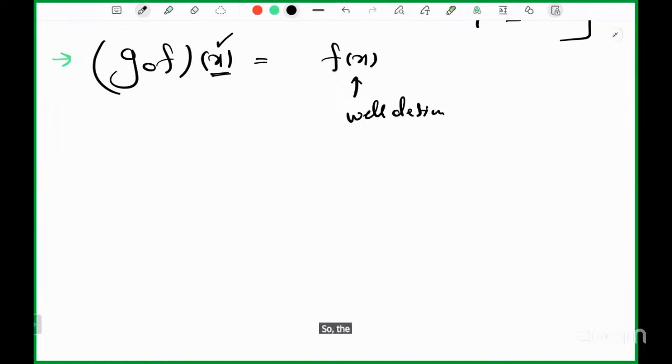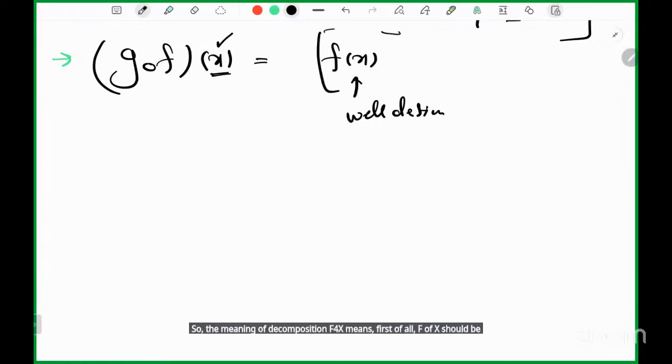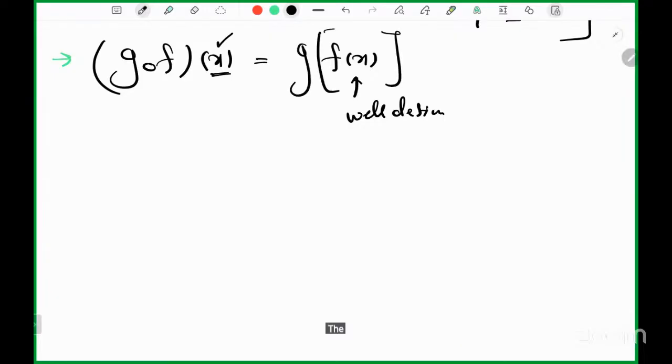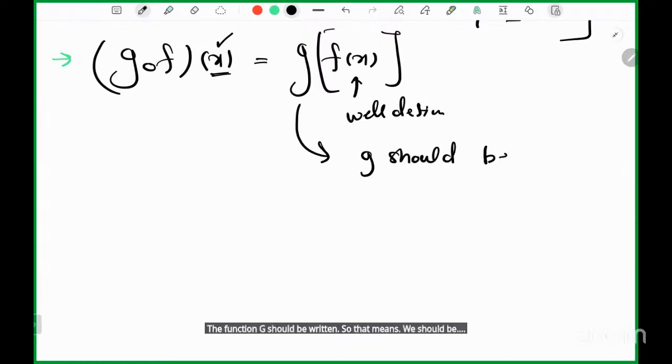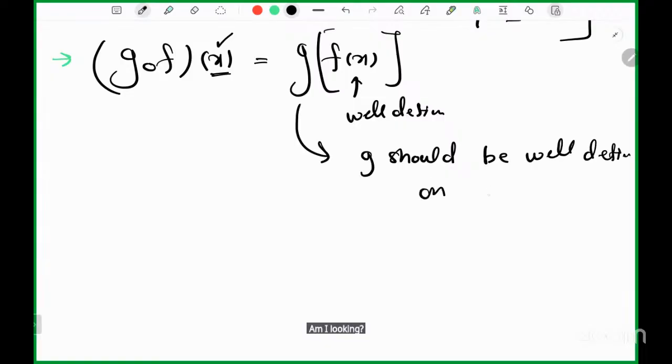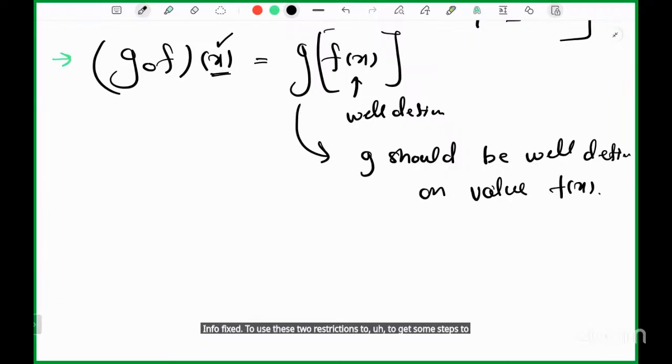The meaning of g composition f of x is, first of all, f of x should be well defined, and then over this, the function g should be well defined. So that means g should be well defined on the value f of x. So we use these two restrictions to get some steps to find out the domain of g composition f.